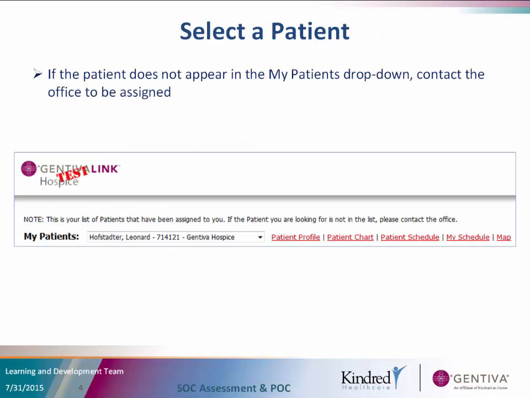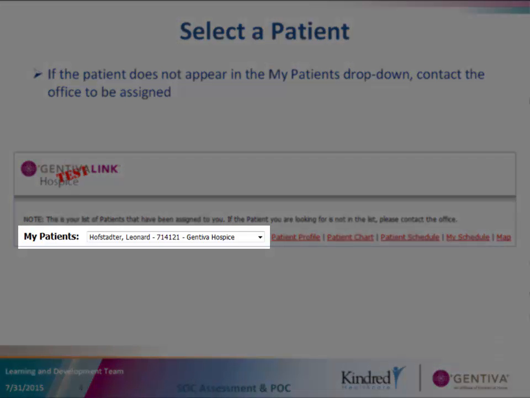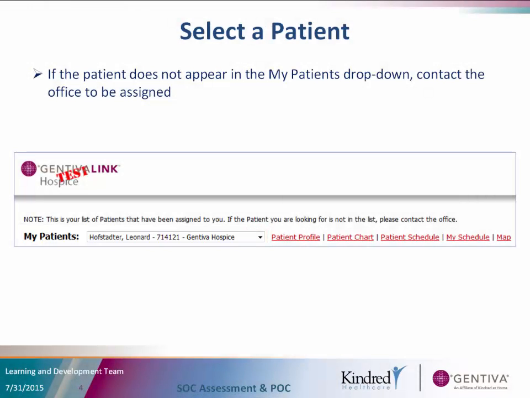This is the main menu, where each discipline has the drop-down in the upper left corner of their screen to click on and select the patient. Start by clicking on My Patients drop-down and selecting the patient. Patients are assigned initially by the admission coordinator or the office staff. If you don't see the patient that you are searching for, contact the office and ask them to assign the patient to you. As you can see, this is the only patient assigned to me.